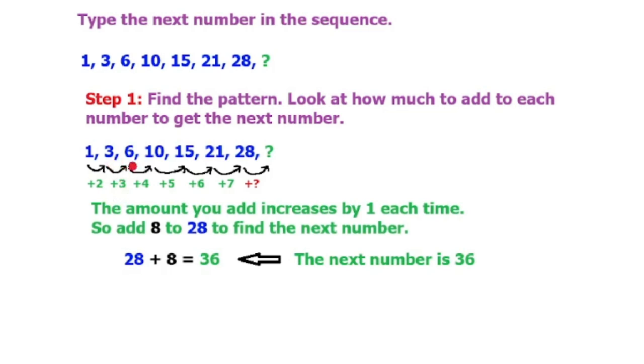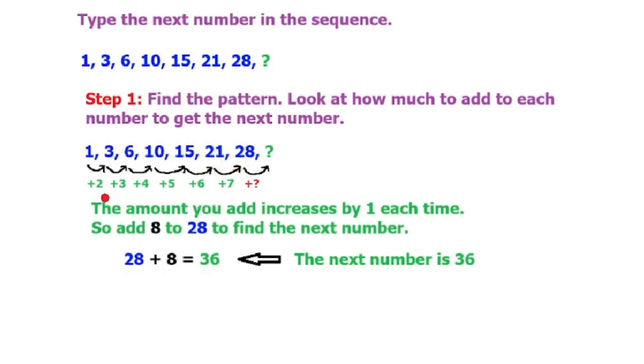Then we go from 3 to 6. Well, what happens for you to get from 3 to 6? Well, you have to add 3. So let's write that in. Then to go from 6 to 10, you add 4. Let's write that in. Then you continue. So from 10 to 15, you have to add 5. From 15 to 21, you add 6. From 21 to 28, you add 7.